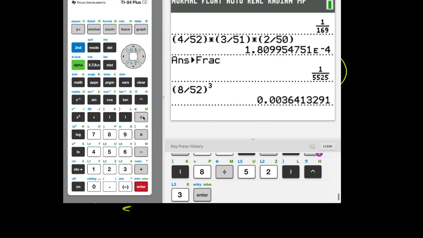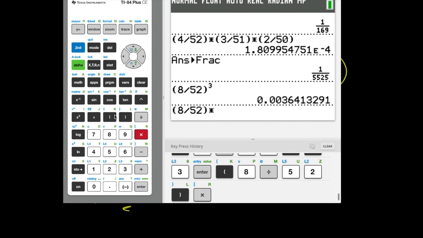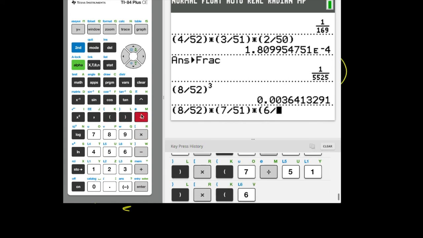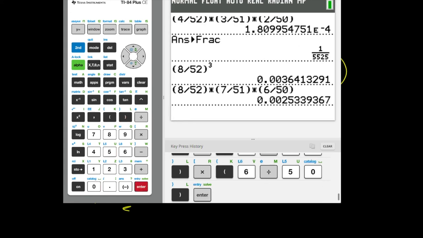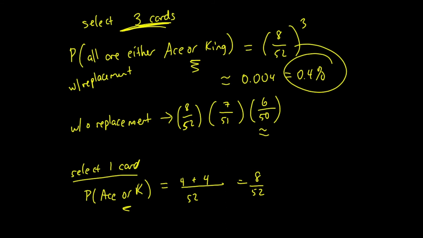8 divided by 52 times 7 divided by 51 times 6 divided by 50. And I'm going to keep that in decimal form. So 0.003, approximately 0.003 or 0.3%. I want you to notice that without replacement, the probability decreased. Well, that would make sense because I'm taking the card out and leaving it out each time.